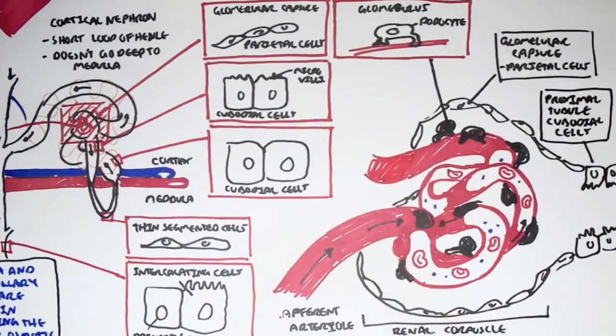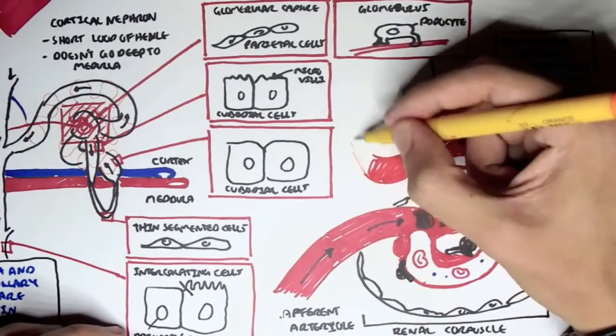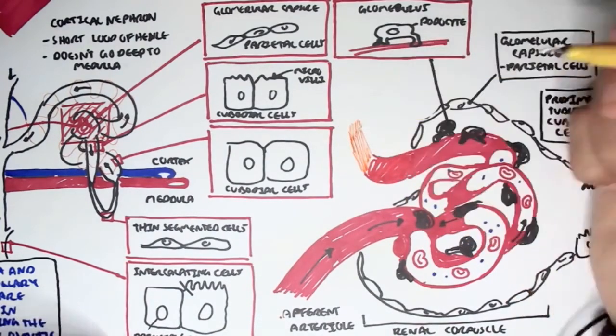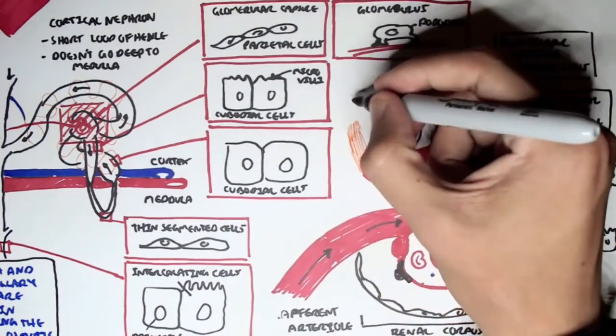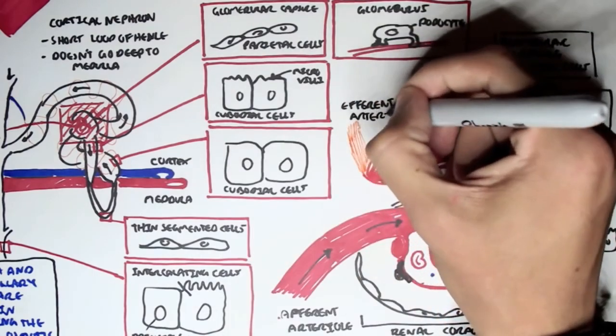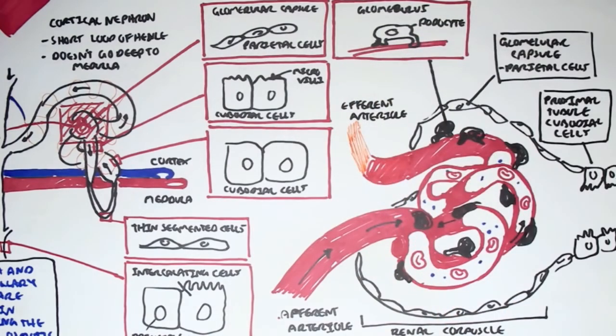And once filtration has occurred within the glomerulus and this capsule-like structure, the Bowman's capsule, but we'll talk about that later on, the glomerulus will then form the efferent arteriole, which will bring blood out. And so the glomerulus, which forms a Bowman's capsule, which I'll talk about in the next video, is for filtration.